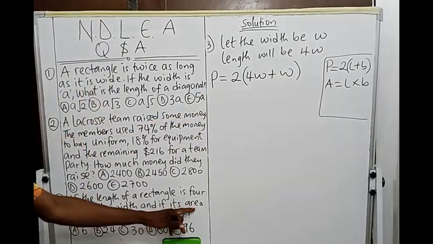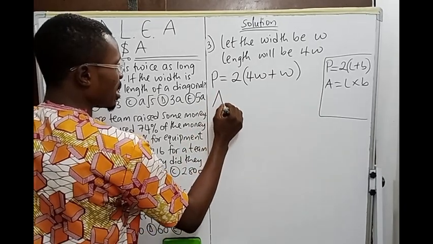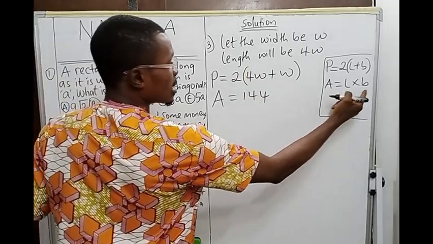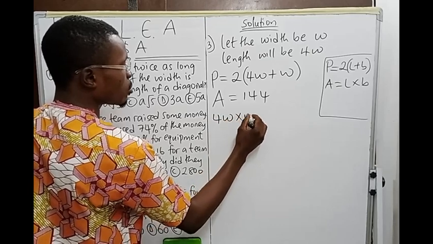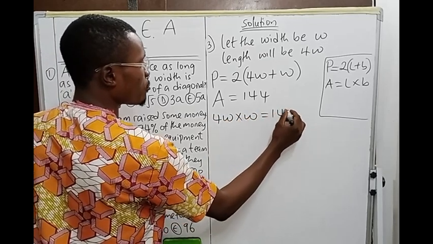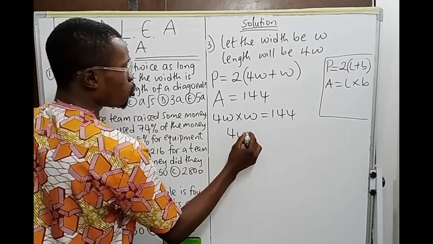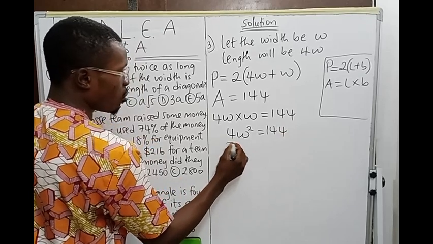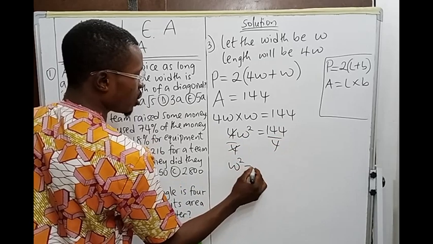The question also gives us information on the area. So we're told that the area is what? 144. And what is the area of a rectangle? Length times breadth. The length is 4W times breadth W, which must give us 144. We solve this equation. 4W times W is 4W squared equals 144. Divide both sides by 4. 4 cancels out 4. You have W squared equals what?